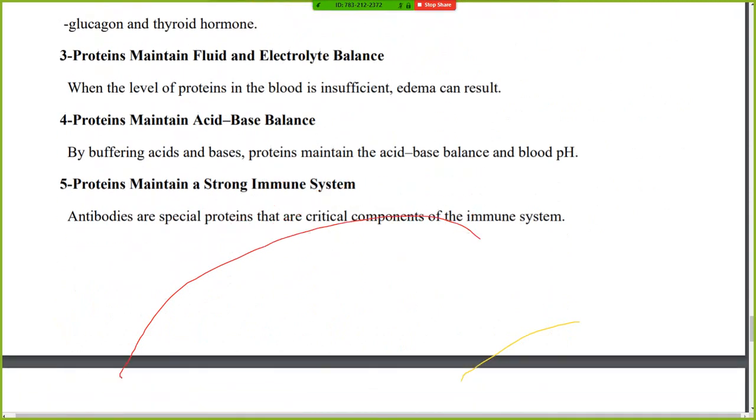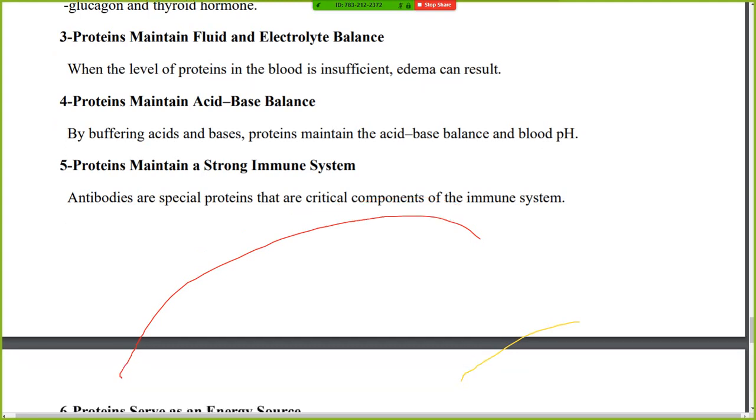Number three, proteins maintain fluid and electrolyte balance. You know, if there is some imbalance in the proteins, such as insufficiency of protein, we will have edema. If you remember, oncotic pressure change will cause edema. Number four, proteins maintain acid-base balance. By buffering acids and bases, proteins maintain acid-base balance and the blood pH.